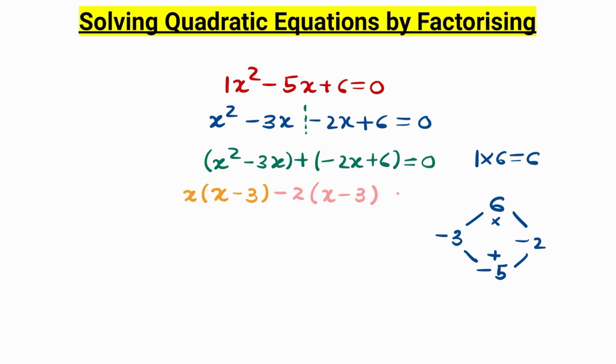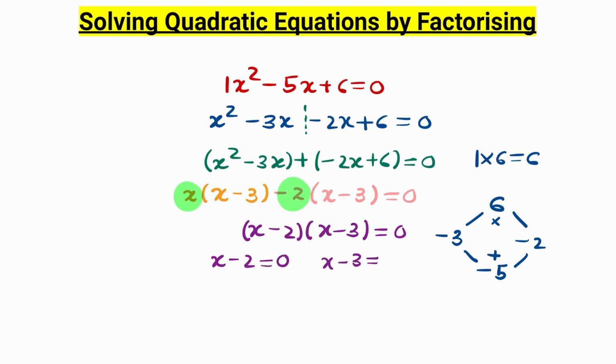Now we can write what is outside the brackets within a pair of brackets and what is inside the brackets within another pair of brackets. What is outside the brackets here? x and minus 2. So we can write x minus 2 within a pair of brackets, and then x minus 3 within another pair of brackets. Now we can equate both of them to 0. x minus 2 equal to 0 and x minus 3 is equal to 0.